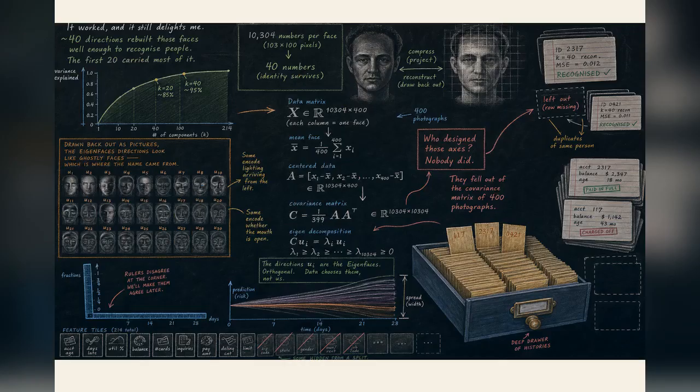Around 40 directions rebuilt those faces well enough to recognize people, and the first 20 carried most of it. 10,304 numbers per face, compressed to 40, with identity surviving the trip. Drawn back out as pictures, the eigenfaces directions look like ghostly faces, which is where the name came from. Some encode lighting arriving from the left, and some encode whether the mouth is open. Who designed those axes? Nobody did, because they fell out of the covariance matrix of 400 photographs.